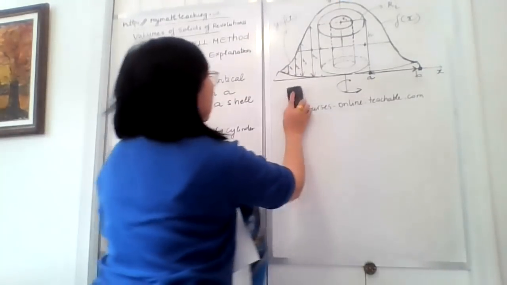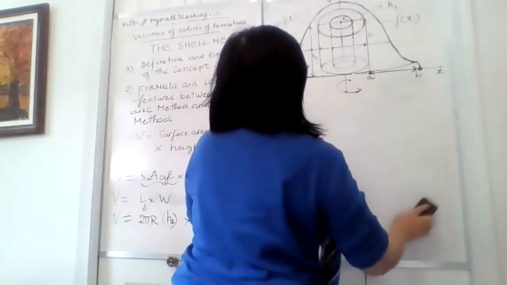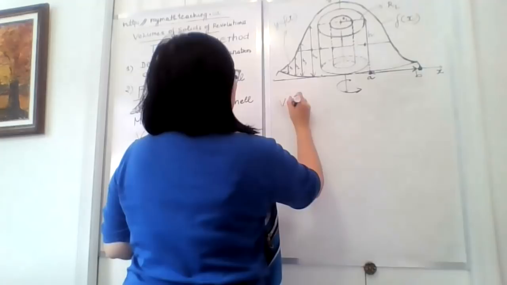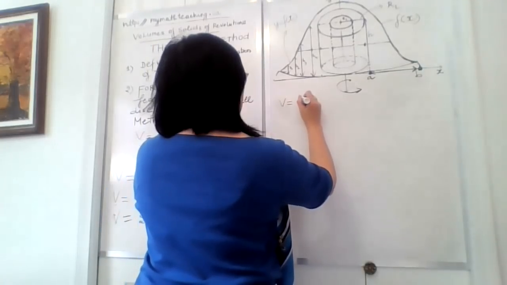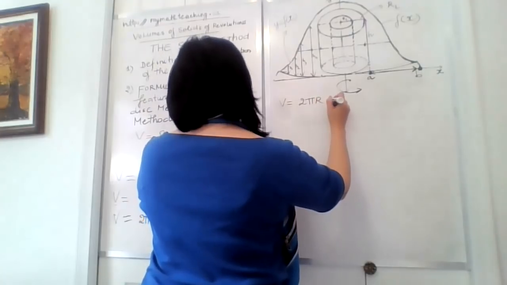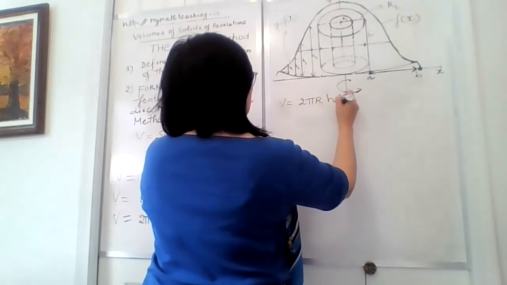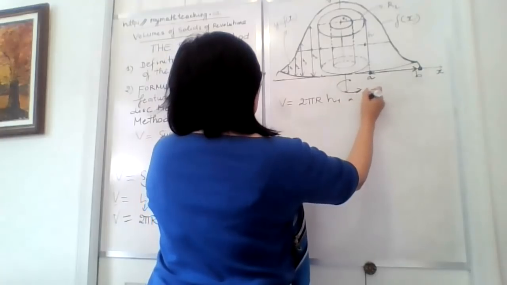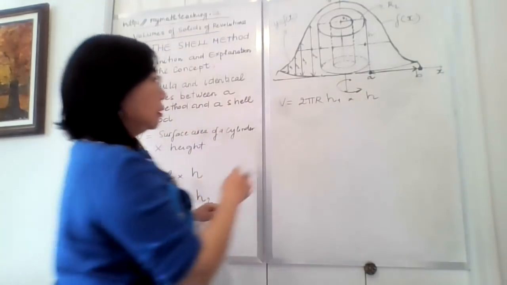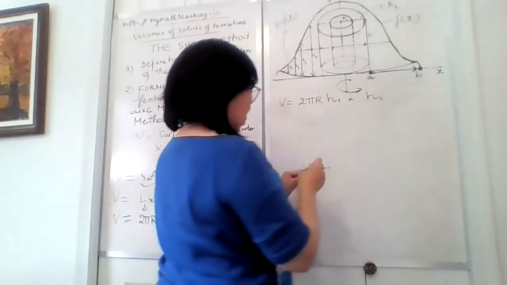So I am going to write down here, okay? So volume equals 2 pi r, the perimeter of the circumference, times the height and times another height to form a volume outside, right? And I call this the height 2, okay?